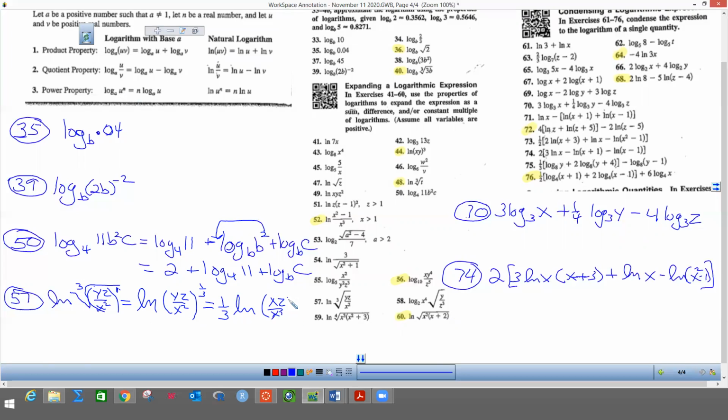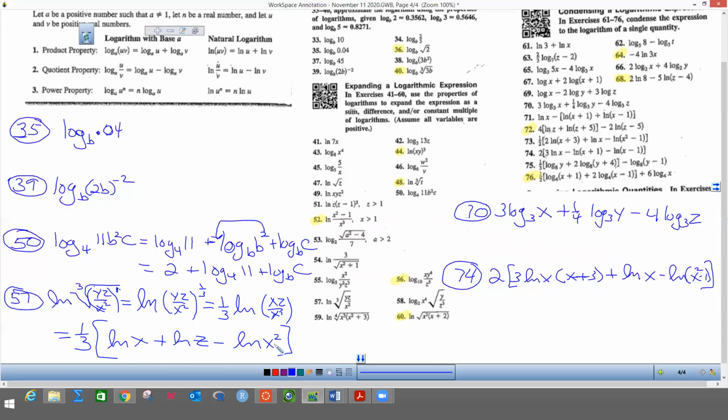And then we're going to expand this out. So these are multiplied on top, so these are plus, and this x squared is on the bottom, so that's going to be a minus. So that's going to be a 1/3, and it's times this whole thing. So you're going to have the natural log of x plus the natural log of z. Those are positive because they're on top. And then minus the natural log of x squared.